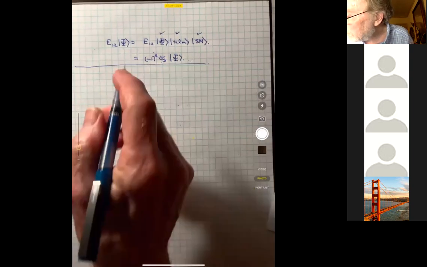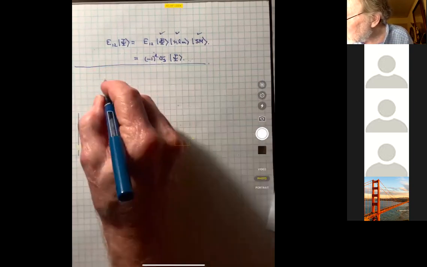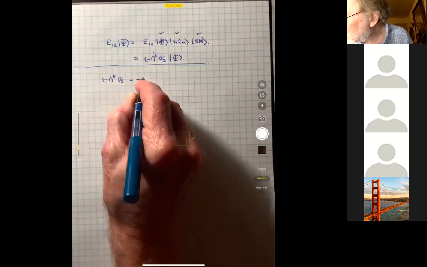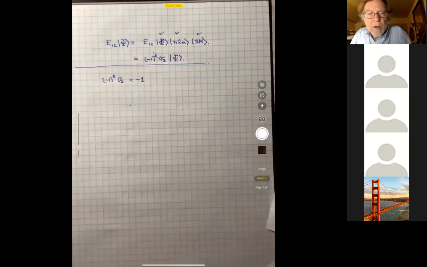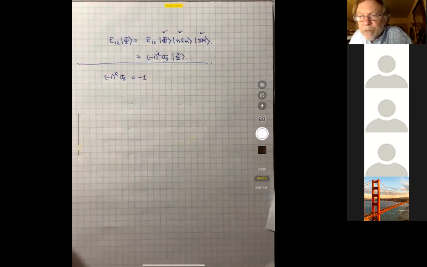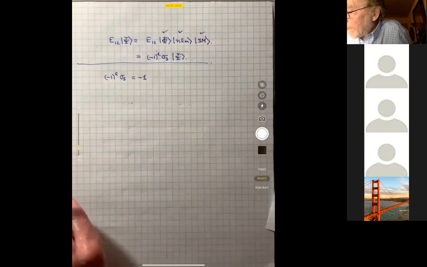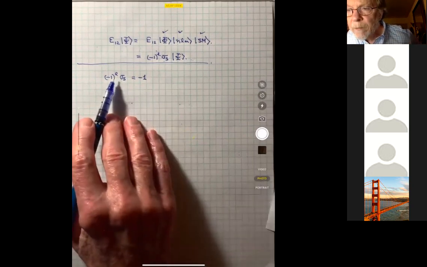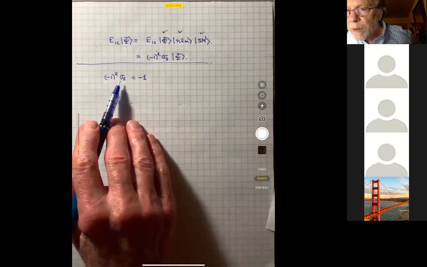So now, by the symmetrization postulate, this tells us that (-1) to the L times sigma sub S must equal -1, because the protons are fermions. They have to be antisymmetric under exchange. And this, as you see, gives us a linkage between the orbital angular momentum L and the spin quantum number S.